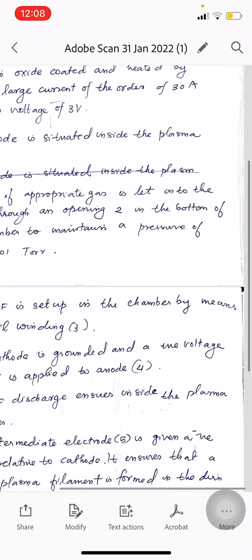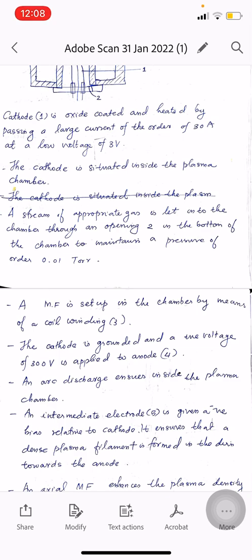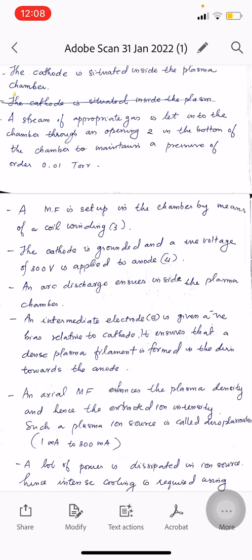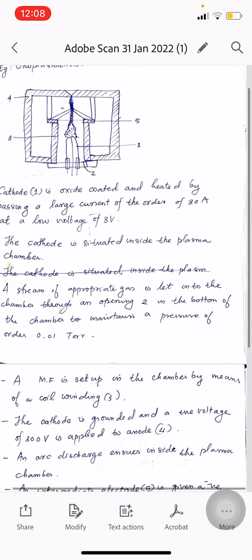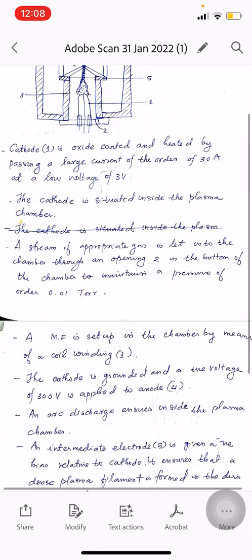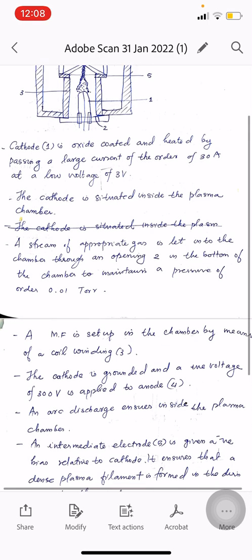The cathode is grounded and a positive voltage of 300 volt is applied to an anode 4. The anode is actually the metal chamber itself, and it is denoted as 4. So we ground the cathode, and we apply a positive voltage of 300 volt to the anode, so that an arc discharge occurs inside the plasma chamber.